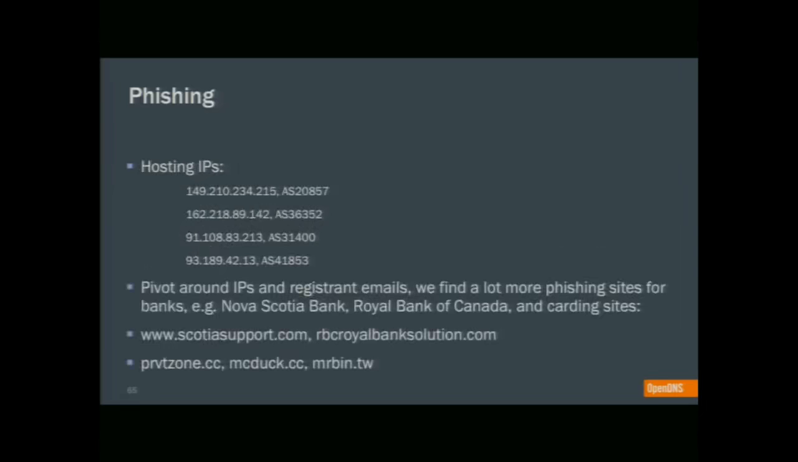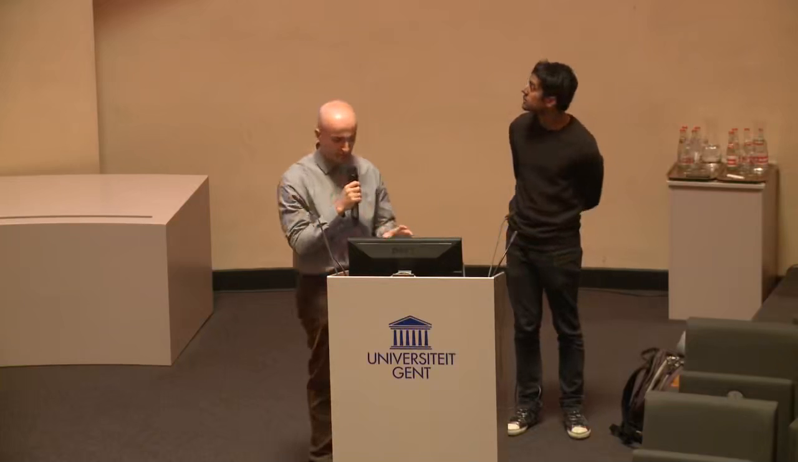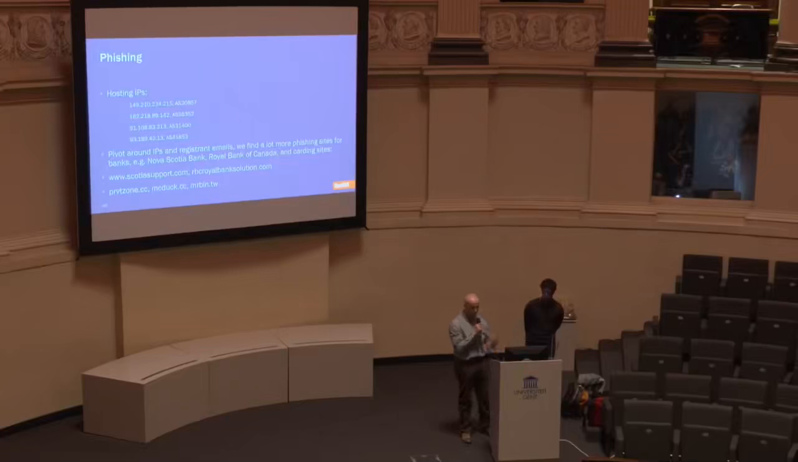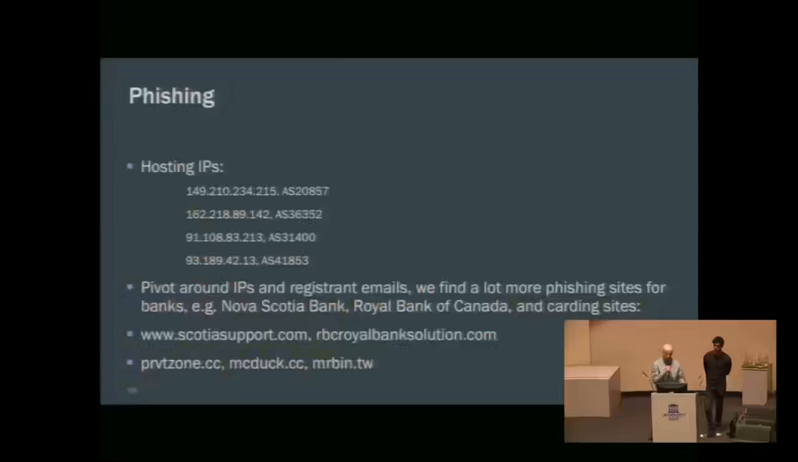And when we check the IPs where these domains were hosted, they were again all over the place. We tried to pivot around the IPs and also the registrant emails used for registering these domains, and you would expect to find some other badness. In this case, we found some Nova Scotia Bank phishes and also Royal Bank of Canada phishes, and also a bunch of other card sites registered with emails like private zone, mcduck.cc, and mrbin.dw.